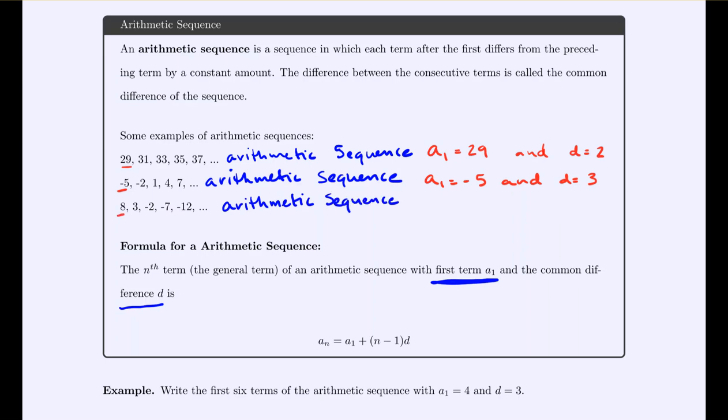So our first term is 8. And the constant difference in this case is negative because the values of the sequence are decreasing.